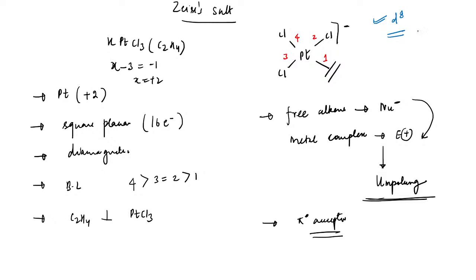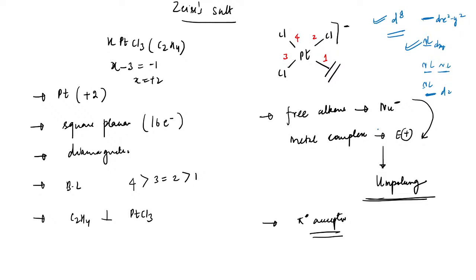So there's a change. First of all you will have dx square minus y square, then you have dxy, and then dxz and dyz, and there is dz square. So this is the electron filling pattern. So 1 2 3 4 5, then 1 2 3 4 5 6 7 8.